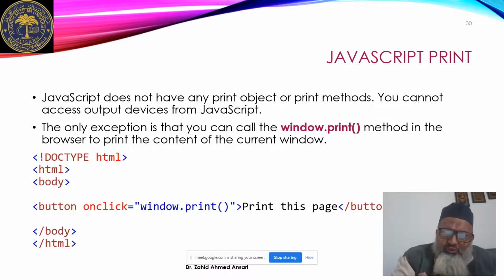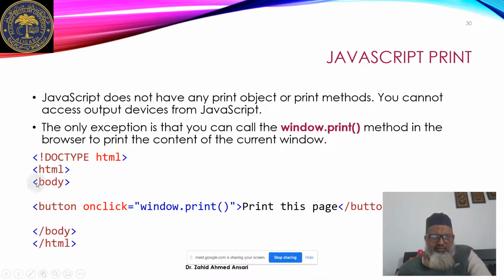Whatever are the current contents of the window, I mean your HTML document, that you can print by calling window.print. For example, you have a button, on click you are calling window.print. So basically you have a button, print this page. When you click on this, it will call window.print and the current contents of your page will go to the printer.